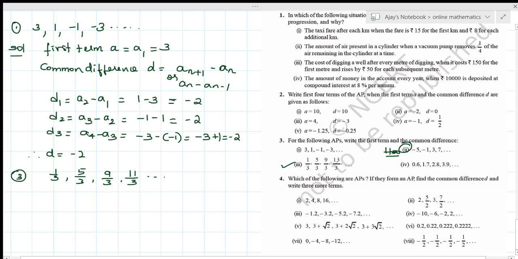So you need not find all of d1, d2, d3, any two is sufficient. As the question carries 1 or 2 marks, I just told in the previous problem that the first term of the series is nothing but a, that is 1 by 3. Common difference can be calculated as I told. d1 is a2 minus a1, that is 5 by 3 minus 1 by 3. Since the denominators are the same, I just take the common denominator 3, 5 minus 1 is 4, so 4 by 3.